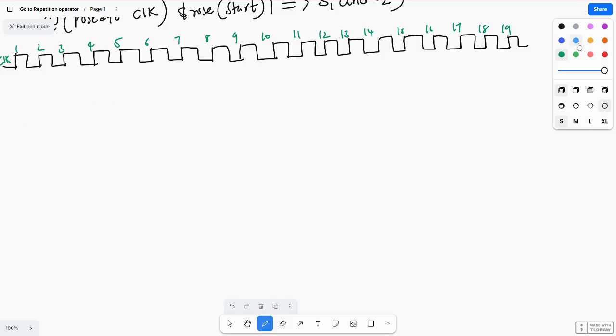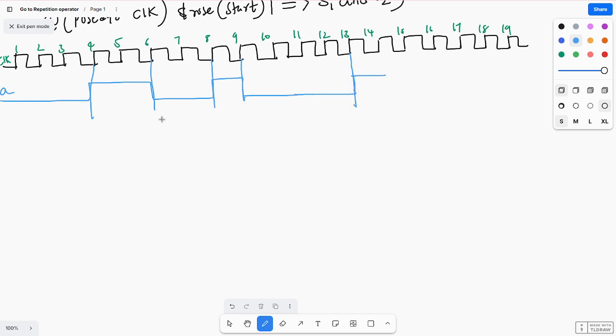Let us take A. A is 1 at 4, and till 6 it is 1 only. After this, at 8 again it becomes 1. So it will be 1 for 1 cycle, and after this, at 13 it will be 1.